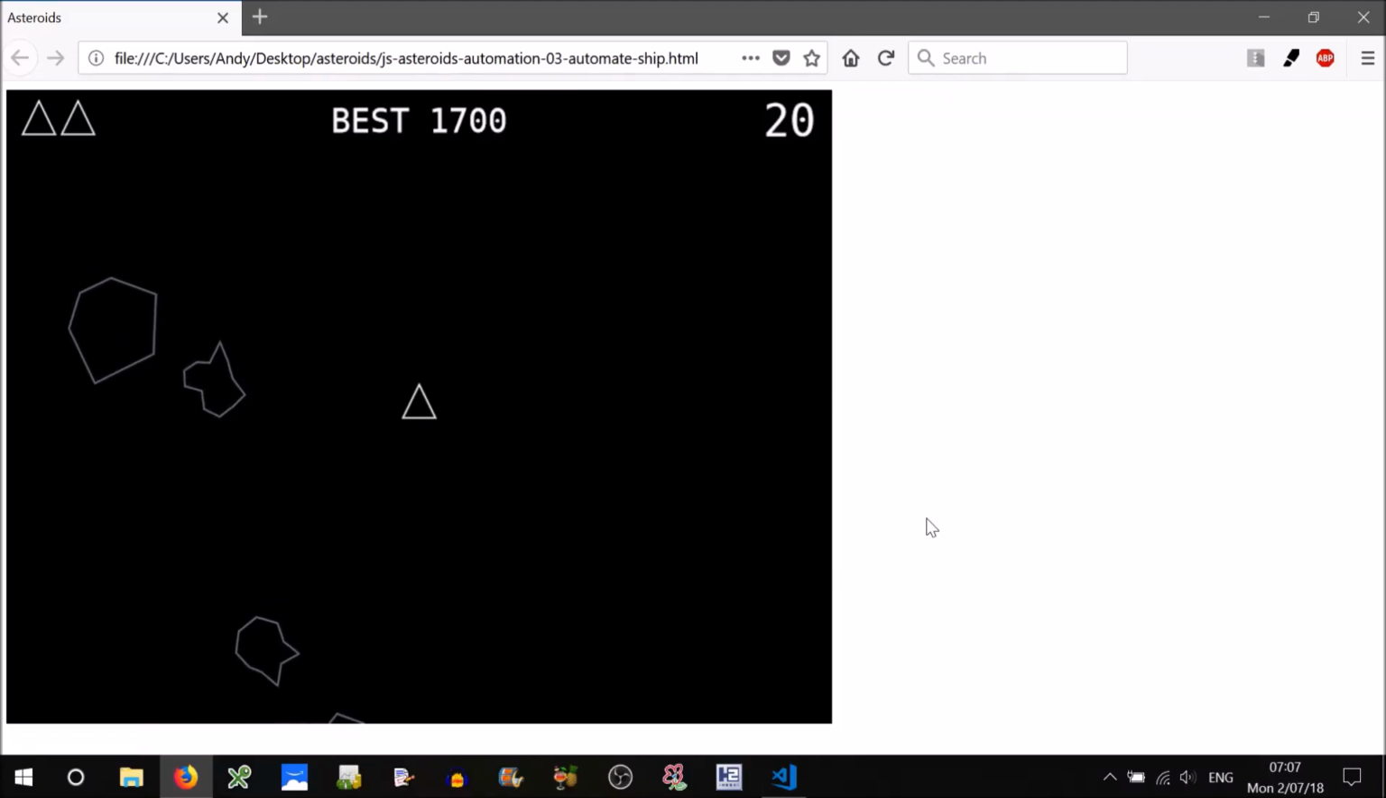Hi all, and welcome to the third and final part of this tutorial series to automate the game Asteroids. So today we'll actually be feeding in game data into our neural network so that we can rotate this ship. I'm doing this manually, of course, so that we can rotate the ship and shoot at the closest asteroid.